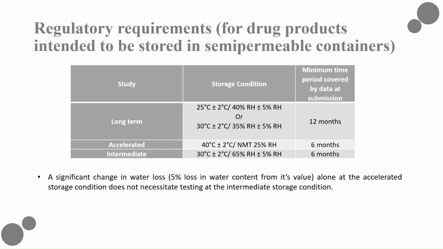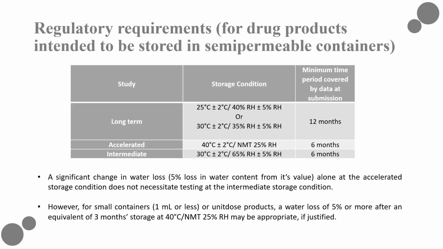And as the water loss can happen here when you store in a lower humidity condition, a significant change in water loss, that is a 5% loss in the water content from its initial value, just on the basis of water loss in the accelerated condition, we cannot say that we will be going to the intermediate. In this case, we also have to show that there is a water loss as well as some impact on the other parameters. Then only it will be a significant change, and it can trigger the intermediate storage condition study.